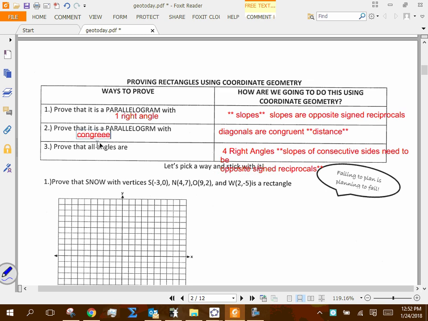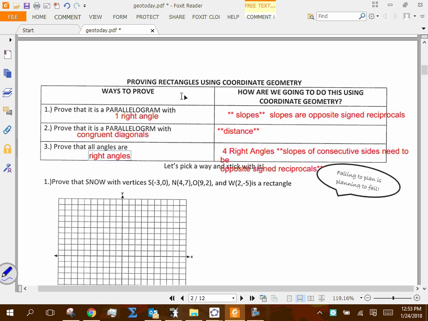Let's write this way: congruent diagonals. And then the algebra that you go through is to use the distance formula, right? Which hopefully we have committed to memory. And the last one is actually the definition here. What is the definition of a rectangle? Four right angles. So prove that all angles are right angles.